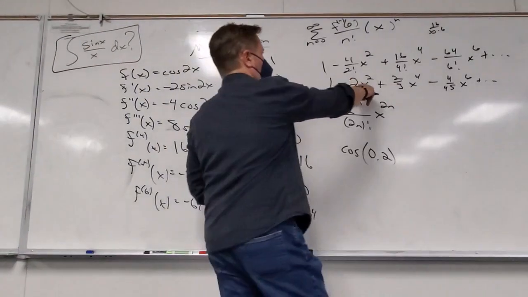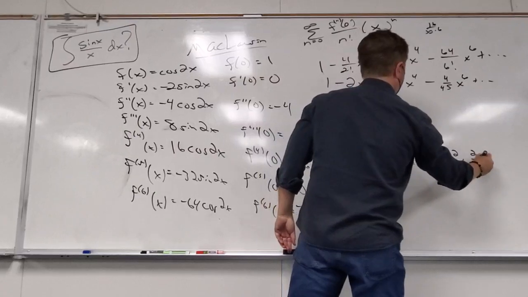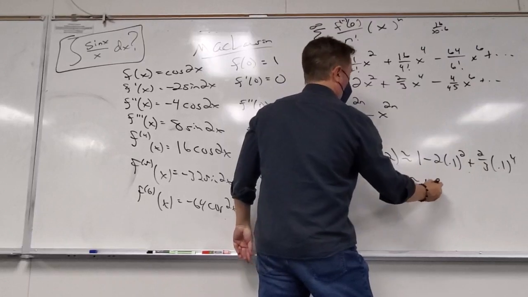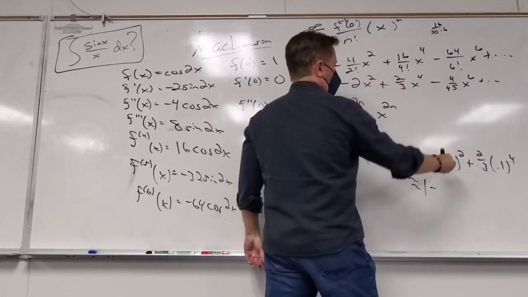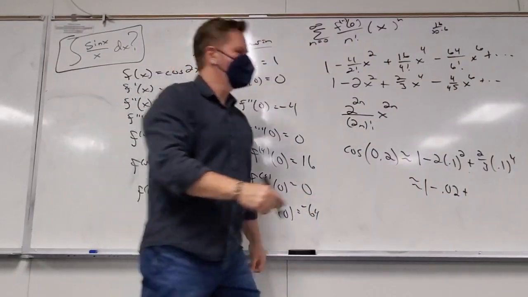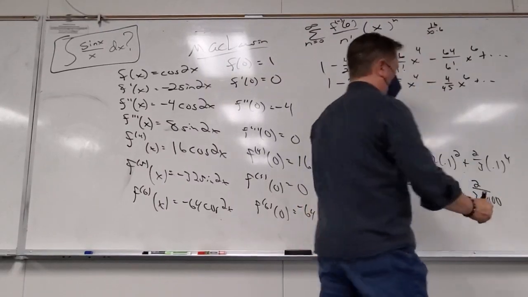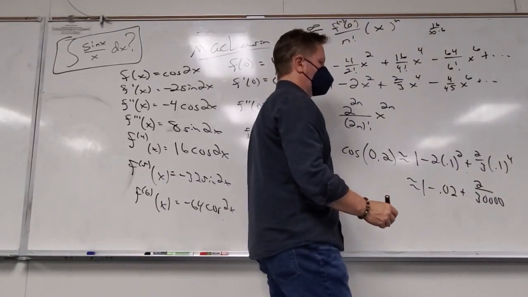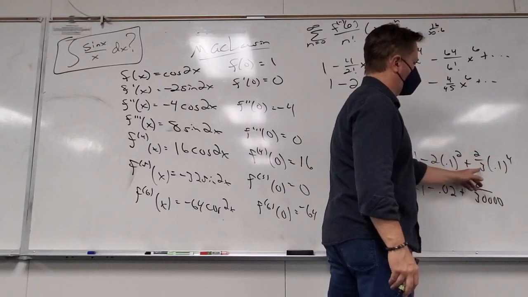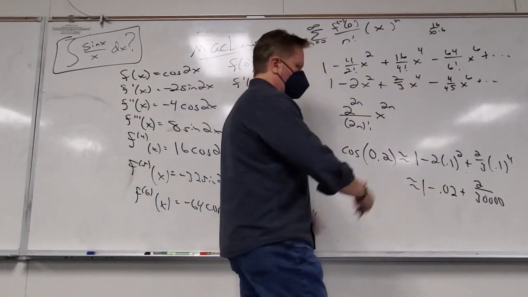So that means I'm going to plug 0.1 in here. So it'll be 1 minus twice 0.1 squared plus 2/3 times 0.1 to the 4th. That'll probably be plenty. Let's see what this is. 1 minus 2 over 100, so 0.02, plus 2 over 3 times 1 over 10,000, which is 2 over 30,000. Isn't that neat? Because that's 1 over 10 to the 4th power, so it's 1 over 10,000 times 2 over 3. I love it. So I get something. I don't know what that is.